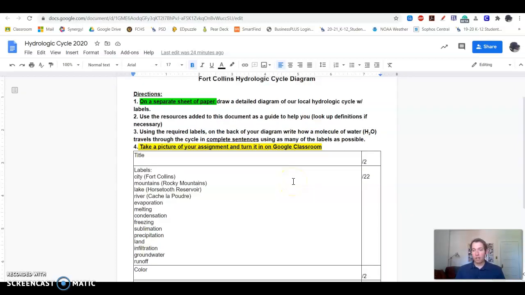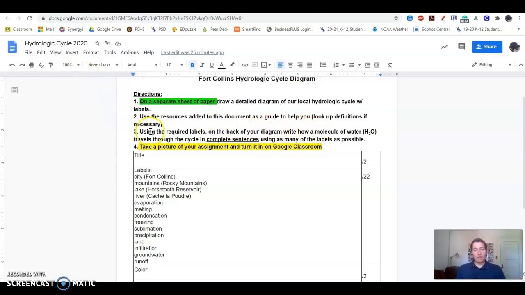We're essentially making a water cycle drawing, but we're going to apply it to where we live, Fort Collins, right? And so the directions: on a separate sheet of paper, draw a detailed diagram of our local hydrologic cycle with labels. You're going to use the resources that I've attached to this document to help guide you, which means that if you don't know what something is, you'll have to look it up to understand it, because you're going to use those on the back side of your diagram to write how a molecule of water would potentially work its way through the cycle.